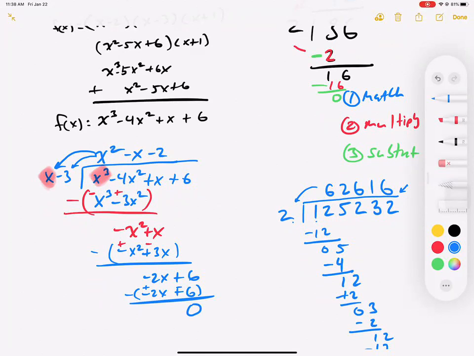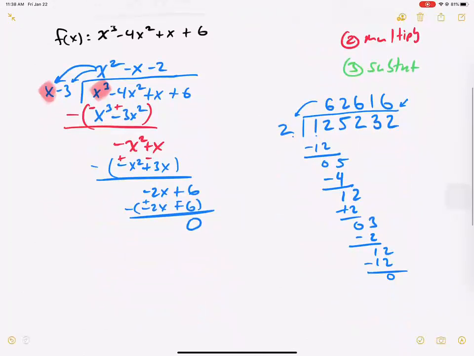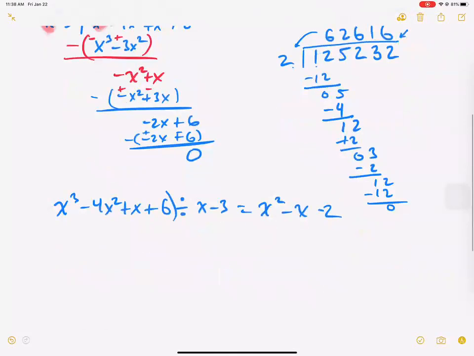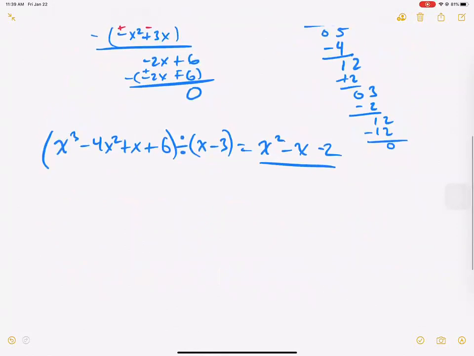Now, the next part of this is a discussion: how do I write the answer? The answer to this, what is x cubed minus 4x squared plus x plus 6 divided by x minus 3 equal to? This is equal to x squared minus x minus 2. Okay, so if I'm dividing these two, we're left with this. And that's really the method of long division. That's it. Nothing special. There is a question though that often happens.